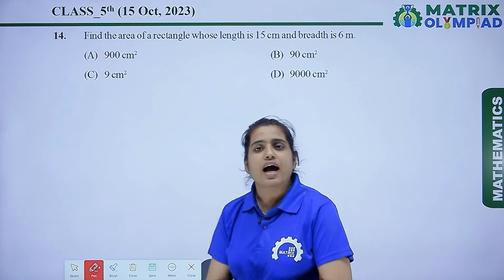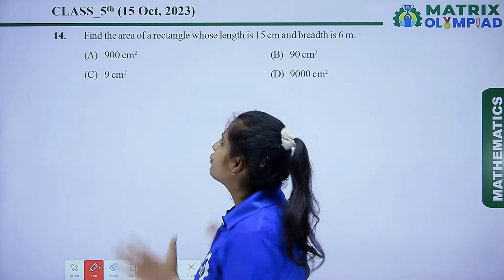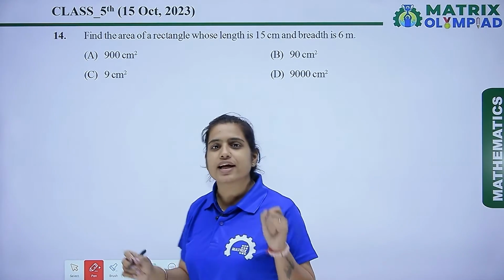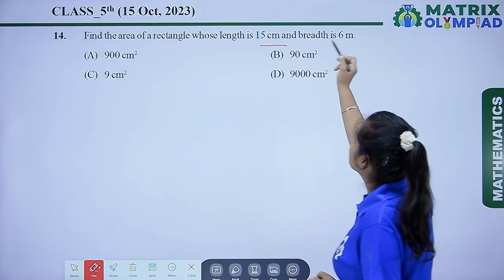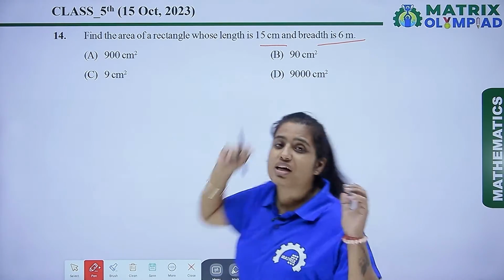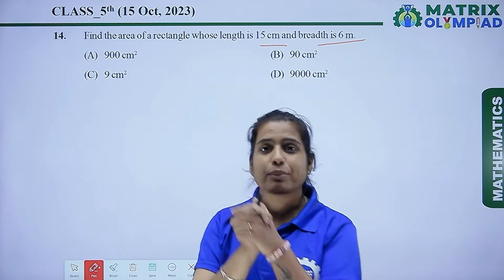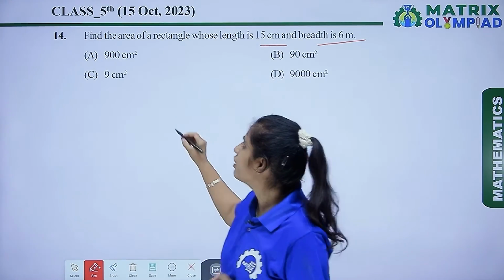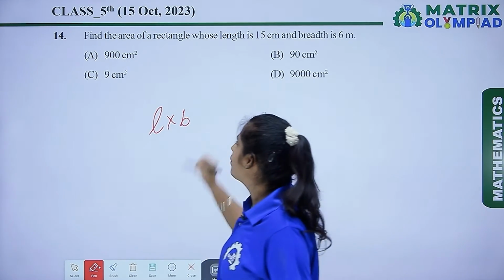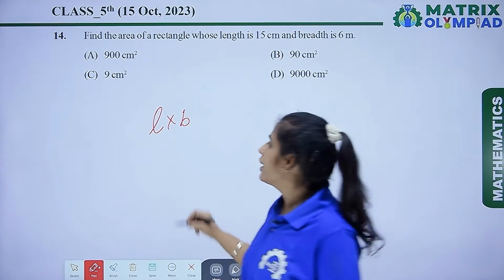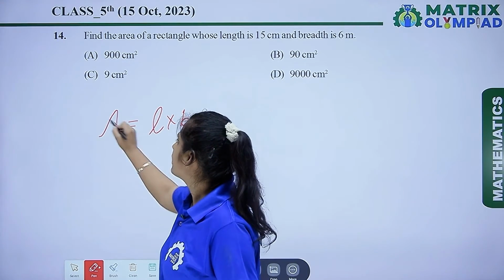Now here we have question 14, and in this question you are asked to find the area of a rectangle whose length is 15 centimeter and breadth is 6 meter. Right, one more easiest question. So you have to find the area, and what is the formula of area of a rectangle, L into B. So here the area of rectangle is L into B.